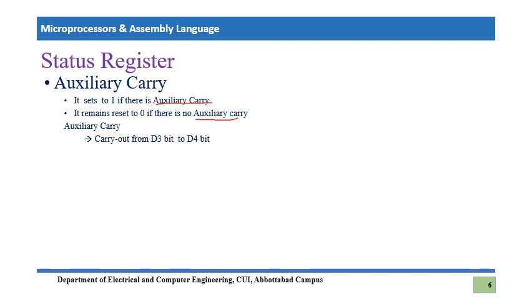Remember, if we are talking about a 16-bit number, it goes from D0 to D15, or for an 8-bit number, the bit numbers go from D0 to D7. So in which bits are we interested? We are interested in 2 bits. We have to look for whether there is any carry from the D3 bit to D4. If there is such a carry, it is known as the auxiliary carry. So if there is an auxiliary carry, the flag becomes 1, and if there is none, it becomes 0.